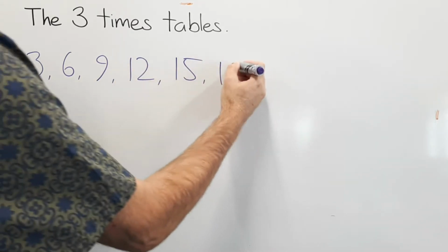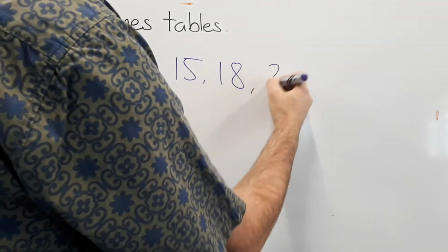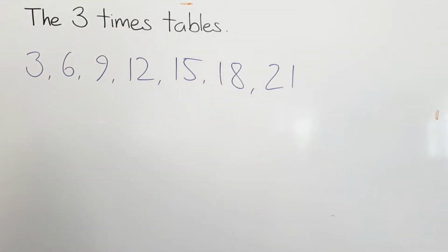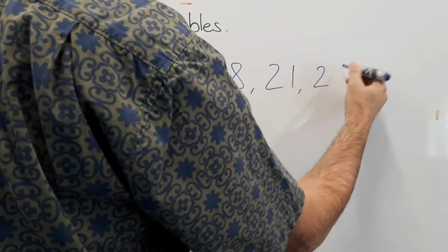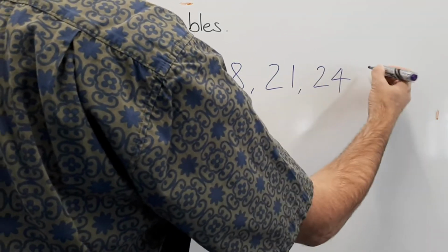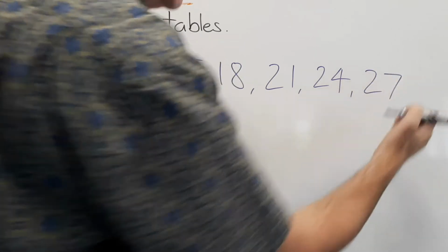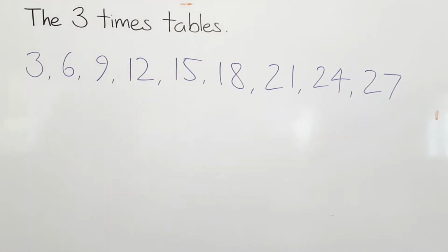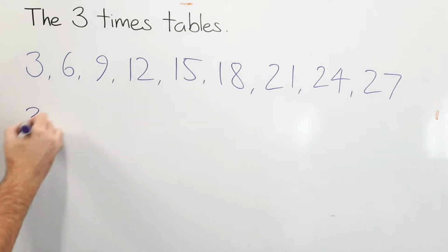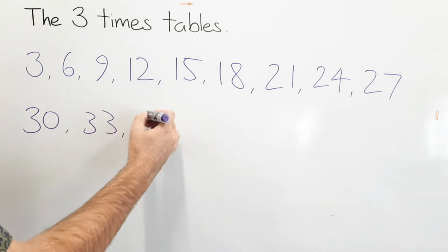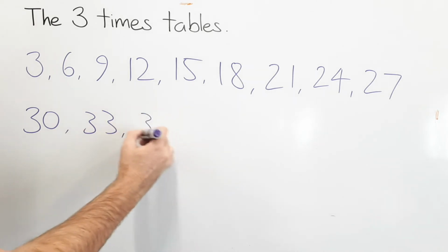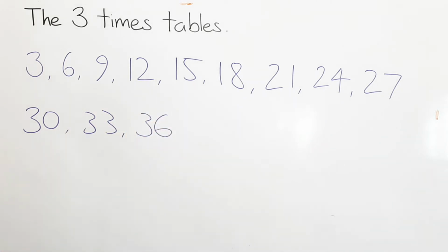15, 18, 21. Have we got enough room on our screen for that? Oh yes, we're going well. Then 24, add another 3, 27. Come down a bit. Then we've got 3 tens is 30. Might as well go to 12, 33, 36. So we've got our skip counting in 3 numbers there.